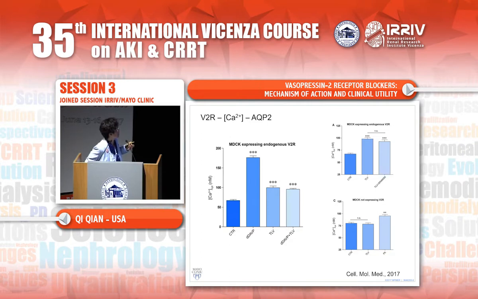Interestingly, tolvaptan, which is a V2 receptor blocker, could eradicate this intracellular surge. And during the resting state, without vasopressin V2 receptor stimulation, exposure to tolvaptan will increase the resting intracellular calcium concentration. So you have this dual effect. Under stimulation, it inhibits the stimulation-induced calcium surge, but in the resting state, it increases the resting intracellular calcium concentration.